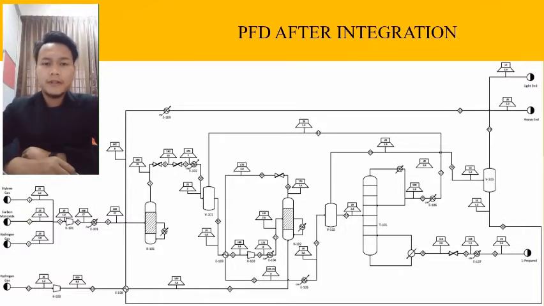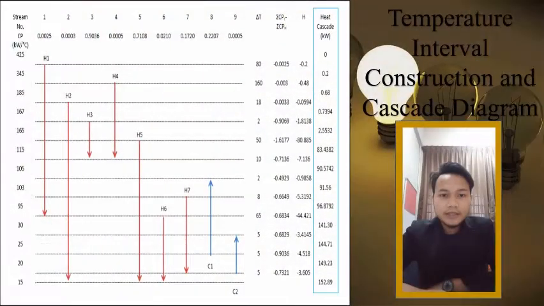The objective of heat integration is to improve energy efficiency, thus reducing operational costs on energy-related applications. This is our temperature interval construction as well as our cascade diagram on the column marked with the blue box. The arrow in red color is our hot stream, while blue color is for the cold stream. The temperature used in this table is the shifted temperature.